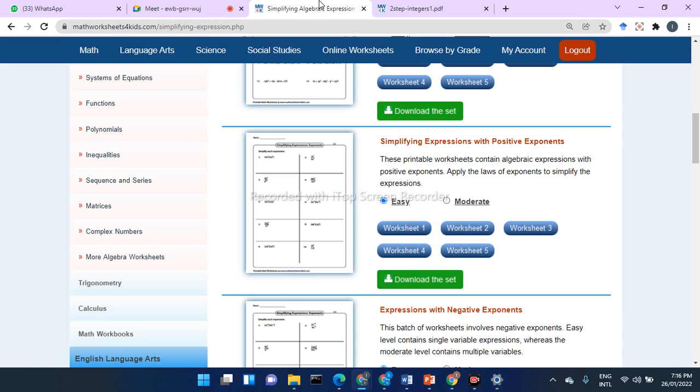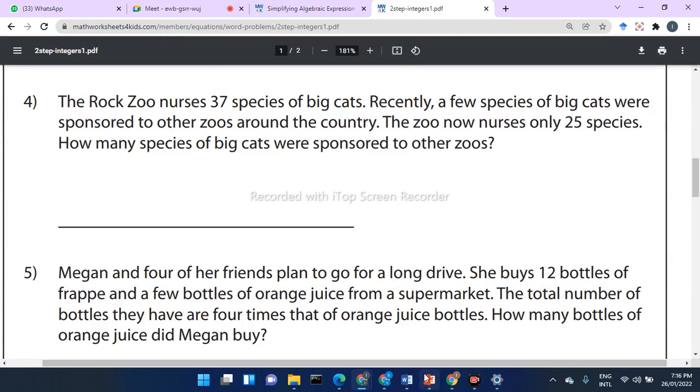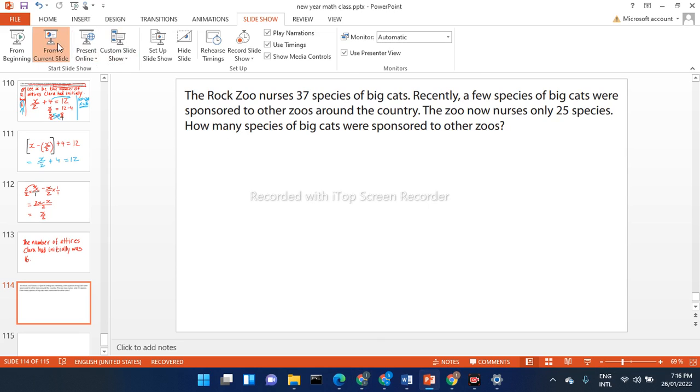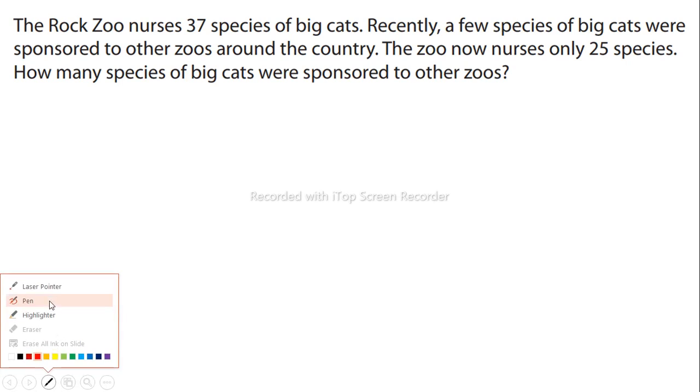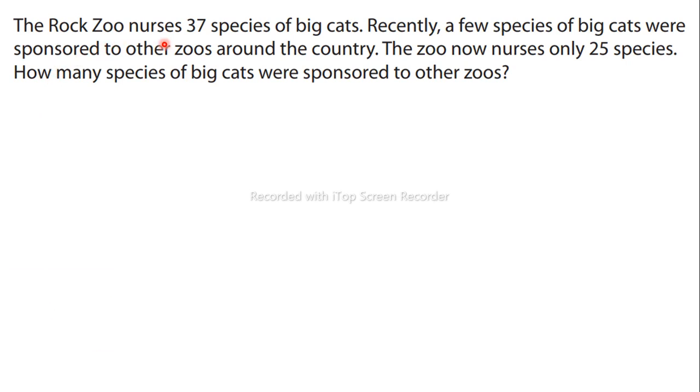Okay, so let's continue. So we are on the Rock Zoo. The Rock Zoo nurses 37 species of big cats. Now, when they say big cats, what do they mean? Like jaguars, lions and tigers, cheetahs. Those are what we call big cats. So the Rock Zoo nurses 37 species of big cats. That's a lot.